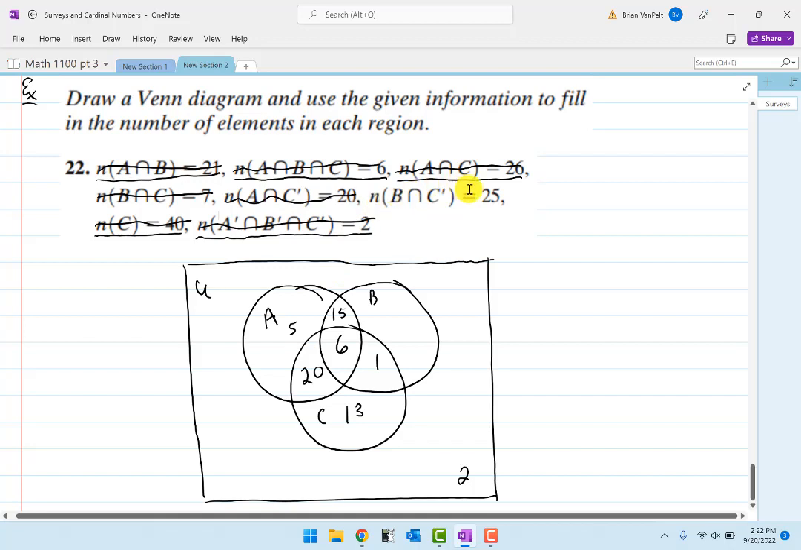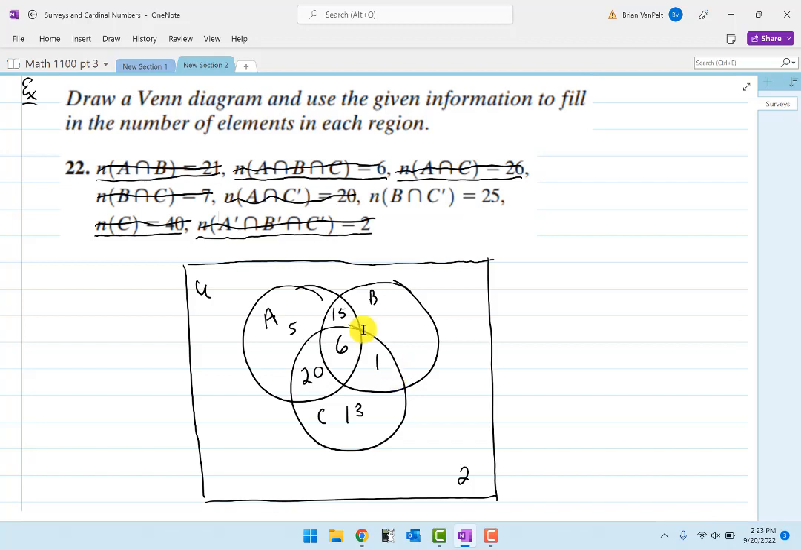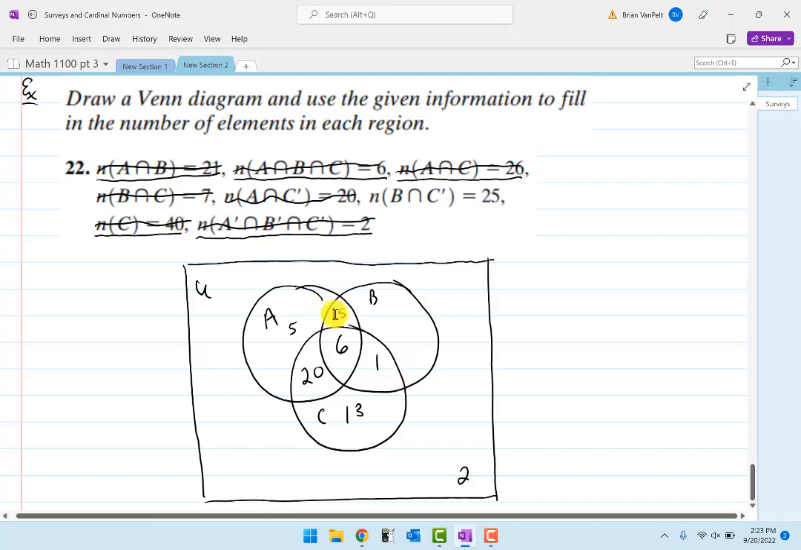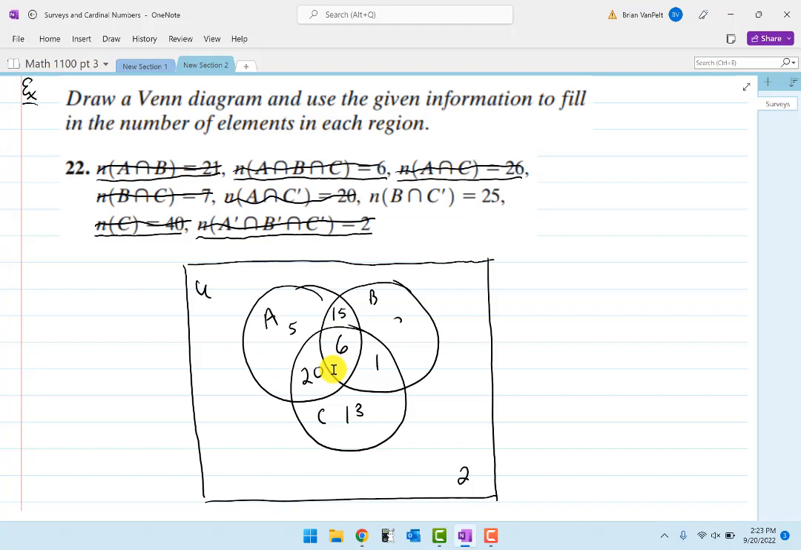B intersected with C prime. So the number of items in B that are not in C. So this is B right here. Now I want to take away the items that are not in C. So that's those. So 25 minus those 7 is 18. So I have 18 that are in B but not in C. Now I've got 15 here, so that must mean that a 3 goes into that spot.